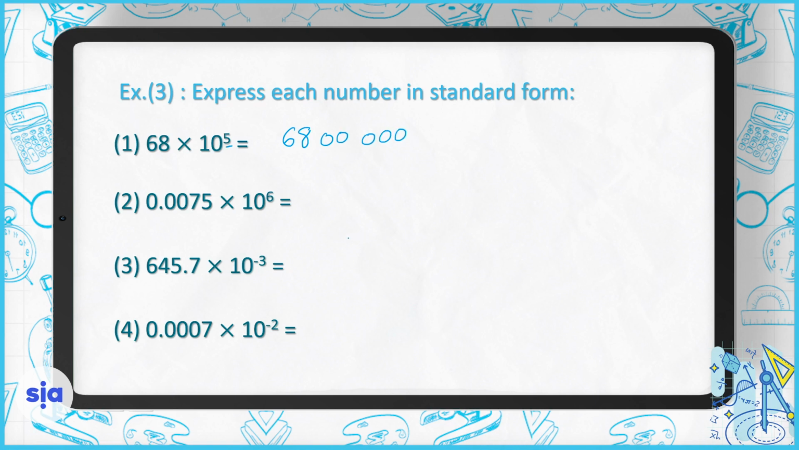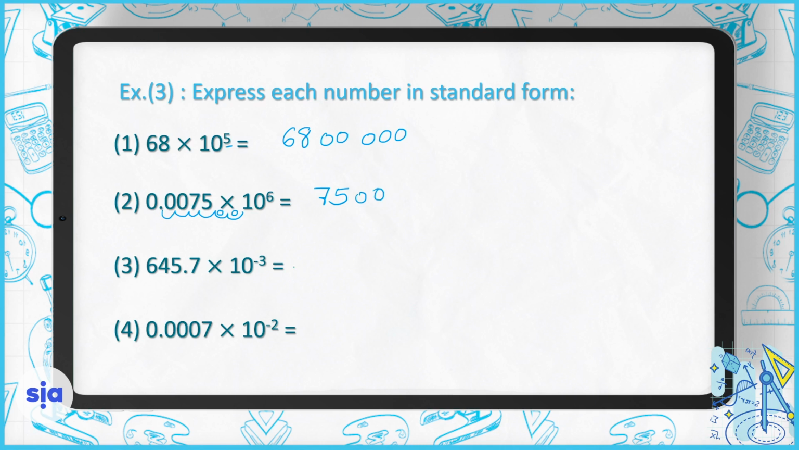Question 2, we write the numbers 75, and then we move 6 places to the right. 1, 2, 3, 4, 5, 6. So here we're going to write 2 zeros.